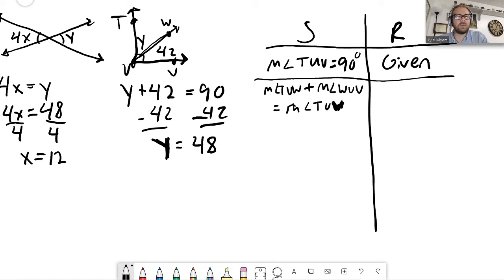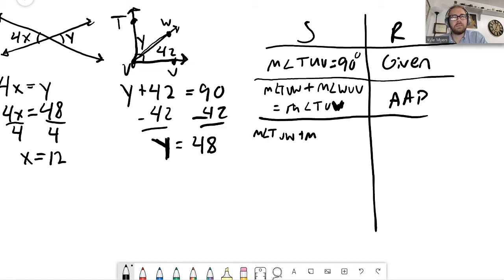So I'm going to be very methodical, because you could maybe skip a step or 2 if you're watching this and you're in regular geo. You don't necessarily have to get all the steps perfectly. But technically we would say this next, and this is true because of angle addition postulate. Then we can say measure of angle TUW plus measure of angle WUV equals 90 because of substitution property. So we're substituting 90.